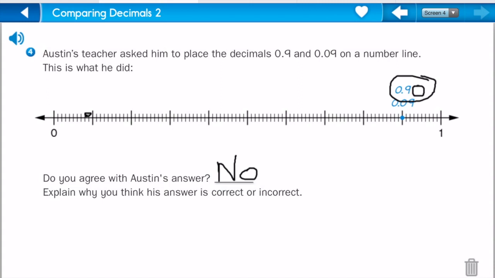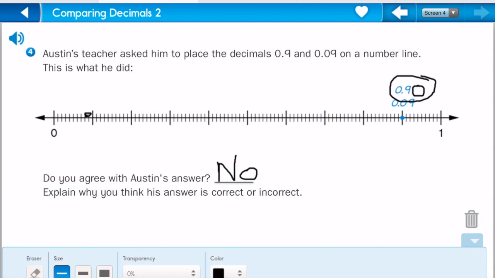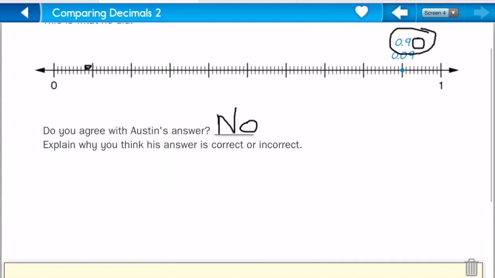So, a good way to explain why it's not correct is that 0.9 is tenths and 0.09 is hundredths. 9/10 is close to 1 and is much larger than 9/100, which is close to 0. So 9/10 and 9/100 are not the same number.